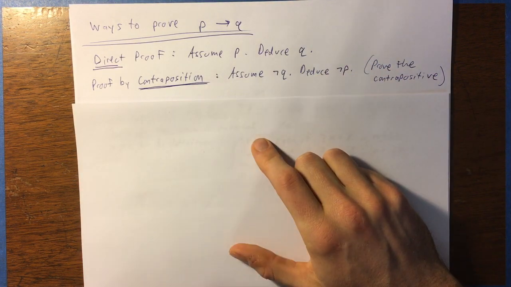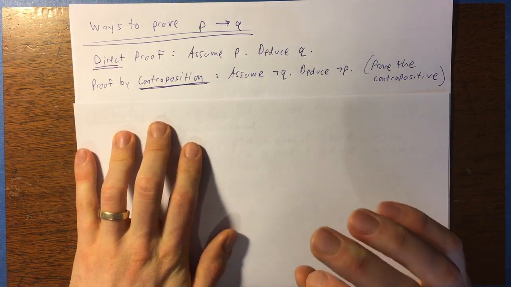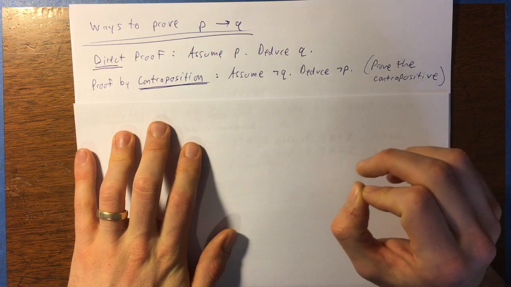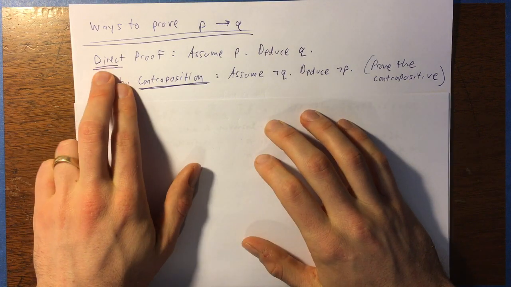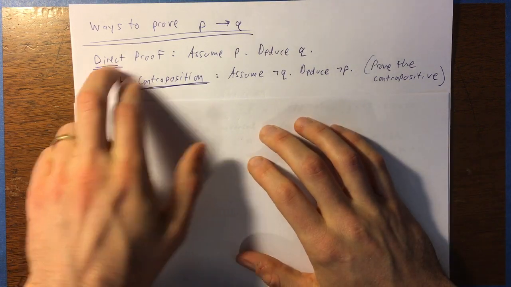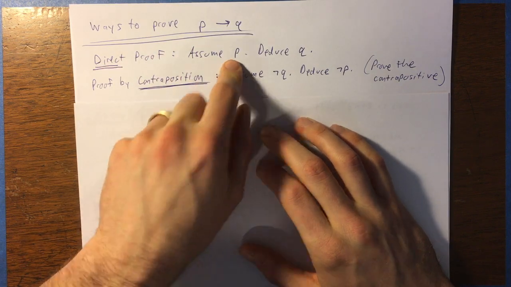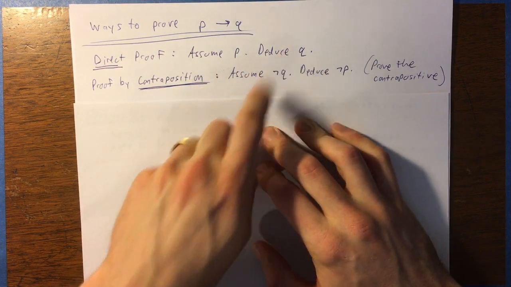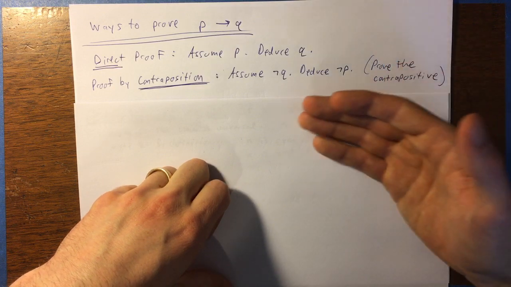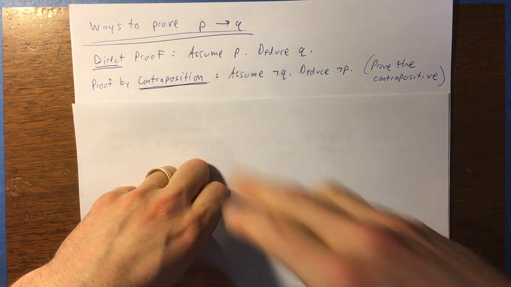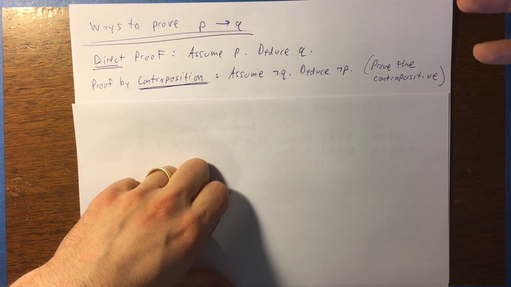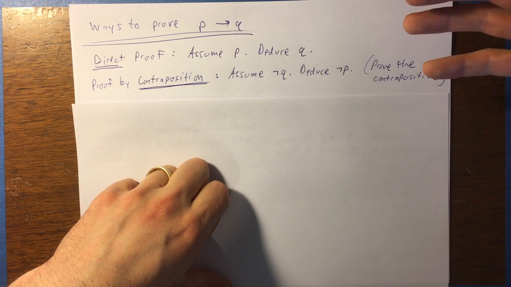So we're going to start by focusing on two different ways to prove P implies Q. One of them is direct proof. This is the simplest version. It's where you assume P is true and then try to deduce that Q is true. Now, this can rely not only on your assumption of P, but also on other things that you may know about the type of mathematical objects you're working with.